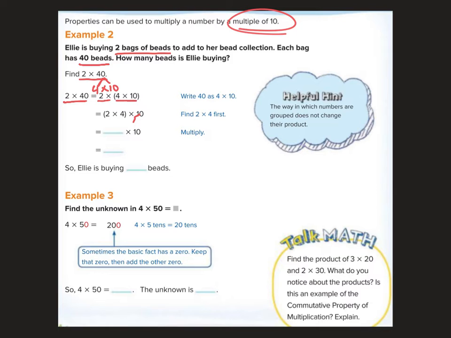can use the associative property. And I can say, well, I don't want to multiply 4 times 10 first. I want to multiply 2 times 4 first, because multiplying things by 10 is kind of easy, right? We just put a 0 after it. So if I then multiply 2 times 4, I'd get 8. And 8 times 10 is 80.